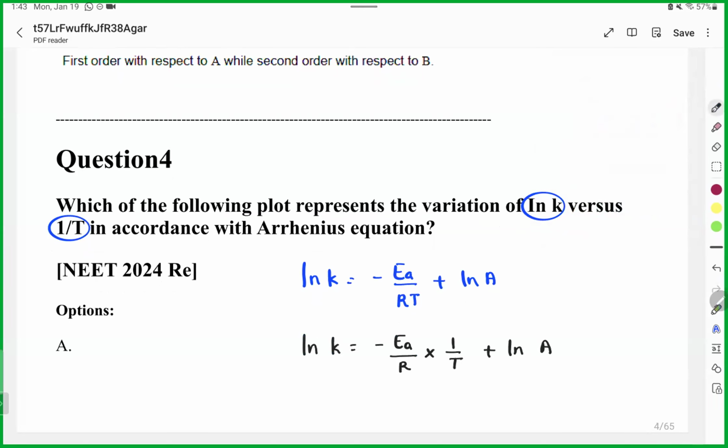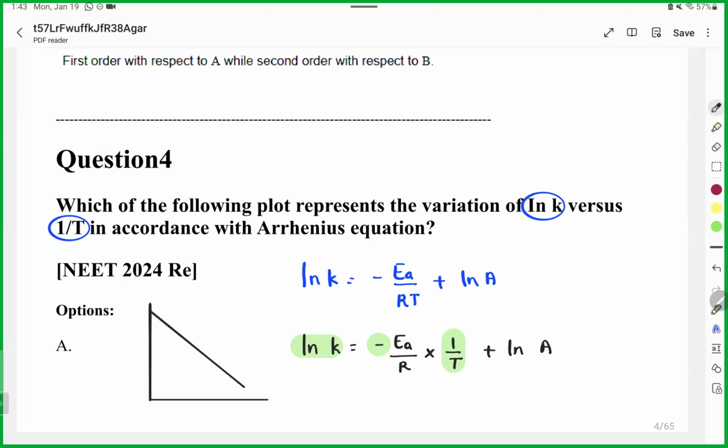So in this situation, natural log K and 1 by T are related, but there is a minus sign. Correct? There is a minus sign. So how will the graph be, Chandana? A downward slope, straight line.